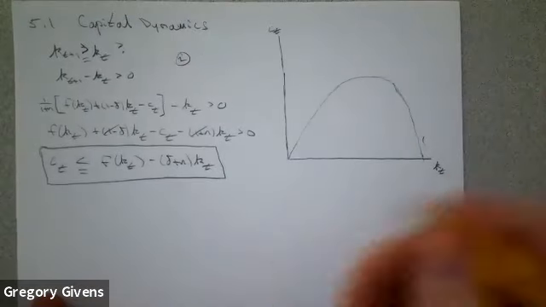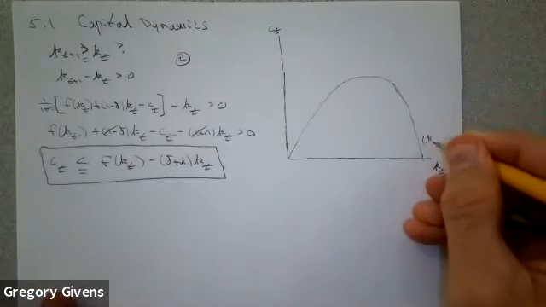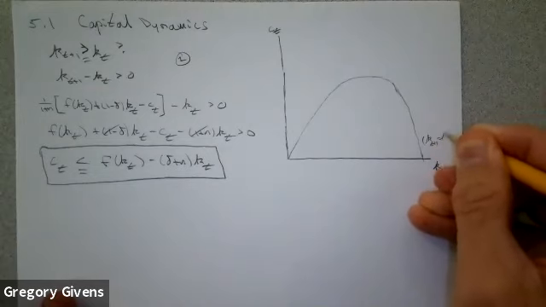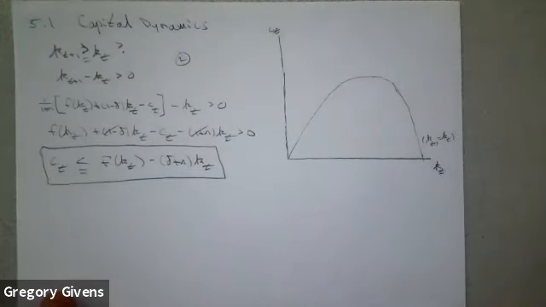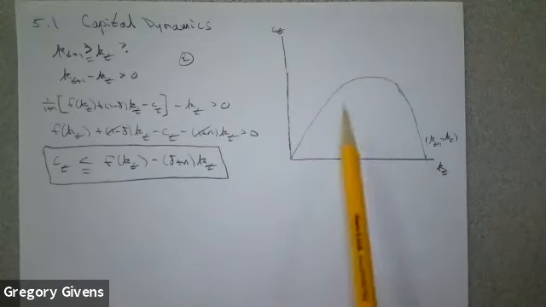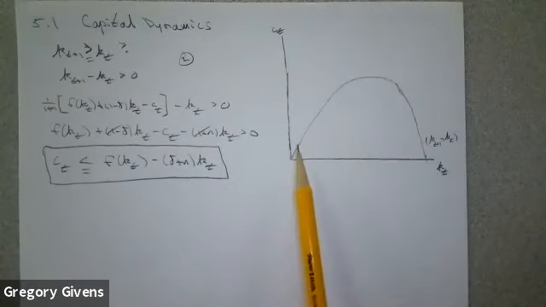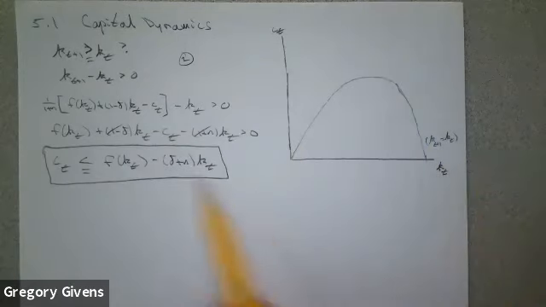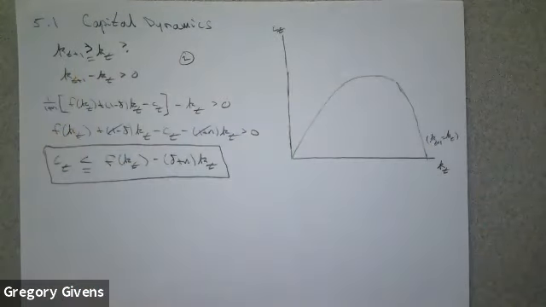This is what I'm going to call the K_{t+1} equals K_t locus of points. Every combination of K_t and C_t on this curve is consistent with K_t being stable over time. In other words, the capital stock is not changing, right?